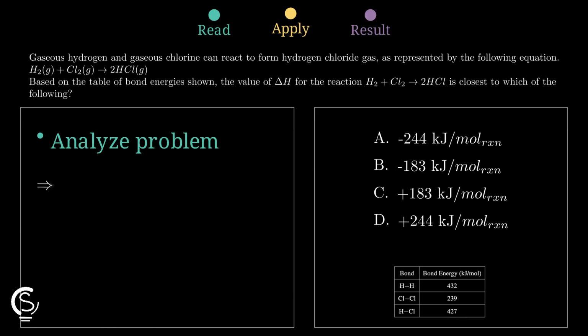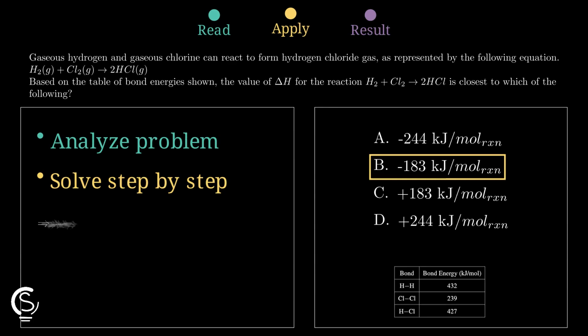If the bonds formed release more energy than the bonds broken require, delta H is negative, so the closest listed value matches option B.